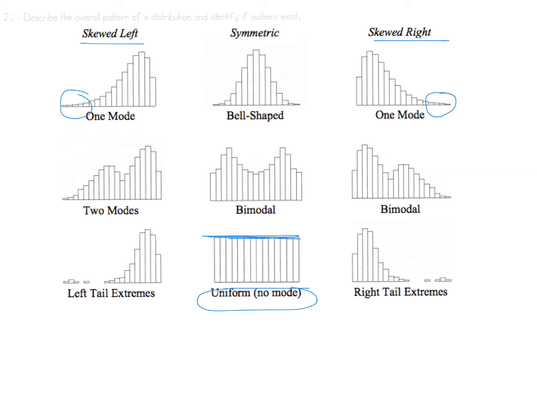So when we're talking about shape, those are the things that we're going to be using. We're going to talk about, is it skewed left, is it symmetric, skewed right, or uniform. Those are the 4 terms that you're going to use most.